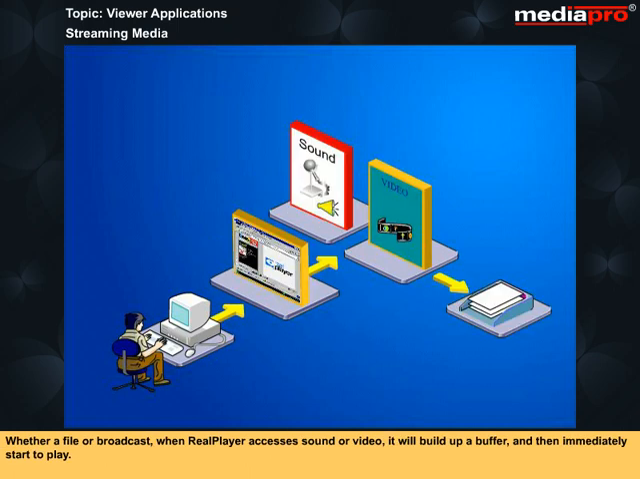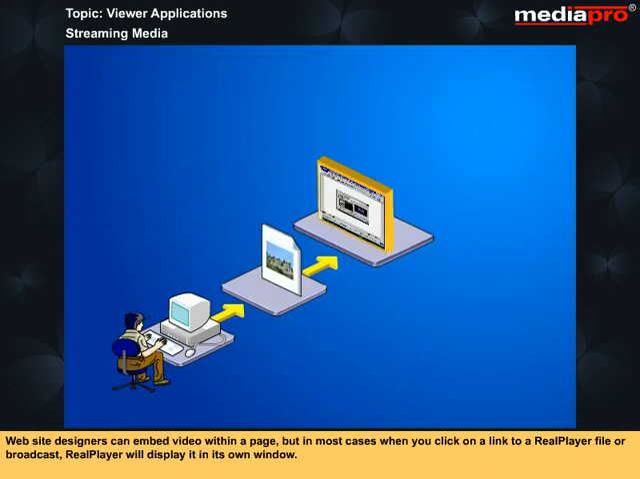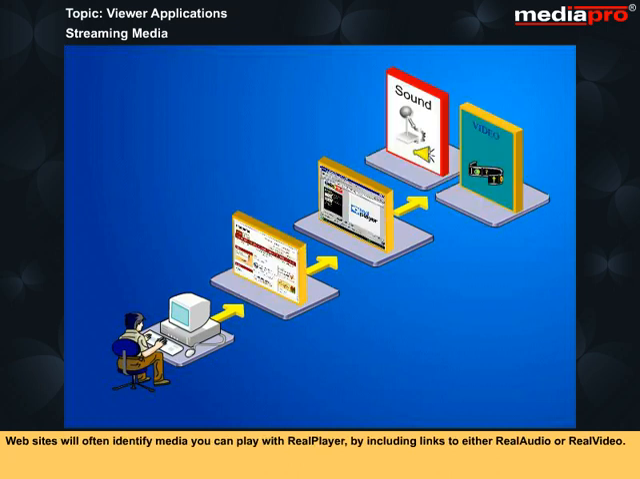Whether a file or broadcast, when Real Player accesses sound or video, it will build up a buffer and then immediately start to play. Although Real Player is a plugin, it often acts more like a helper application, in that a separate Real Player window will appear with audio-video controls. Website designers can embed video within a page, but in most cases when you click on a link to a Real Player file or broadcast, Real Player will display it in its own window. Websites will often identify media you can play with Real Player by including links to either Real Audio or Real Video. The Real Player can run both media types.